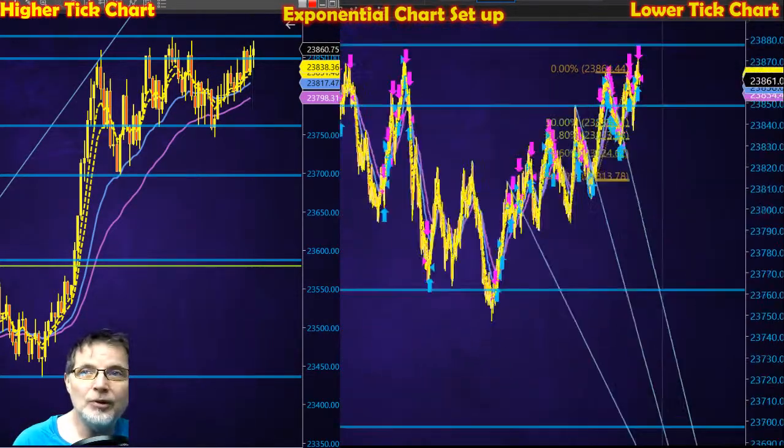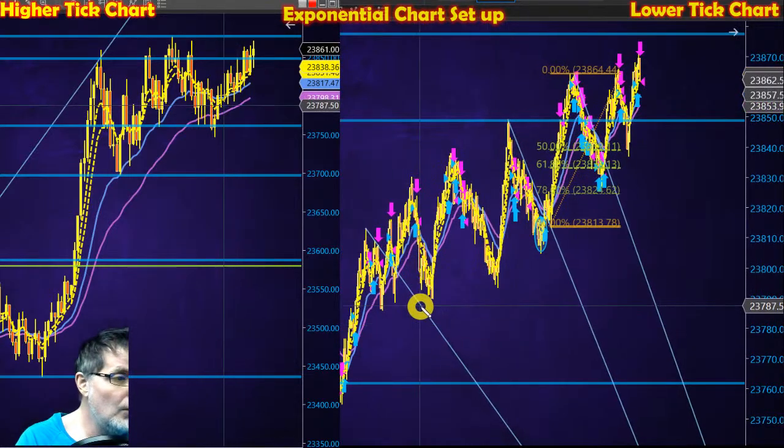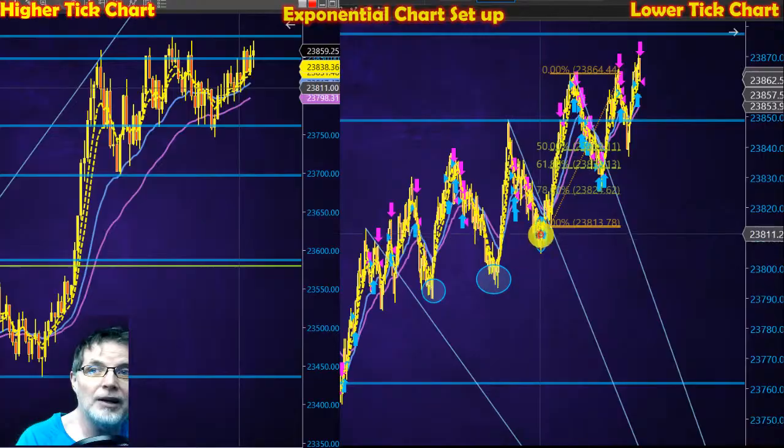Just look at these roller coasters, man. But down here are 3-bar reversals. Every single one of them worked. That one worked. That one worked. I got that one, and then this one over here. I only got these two.